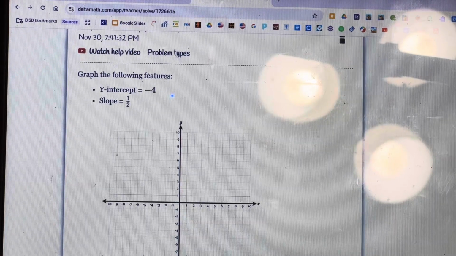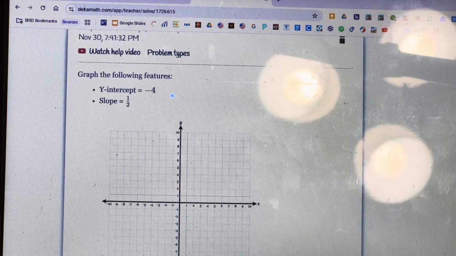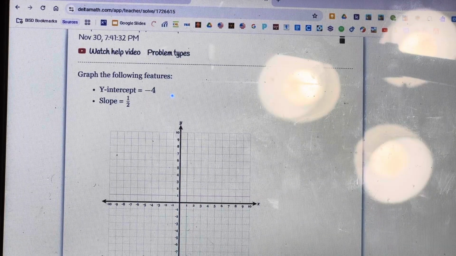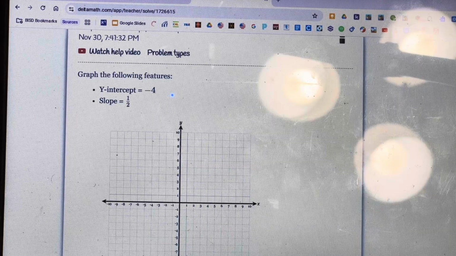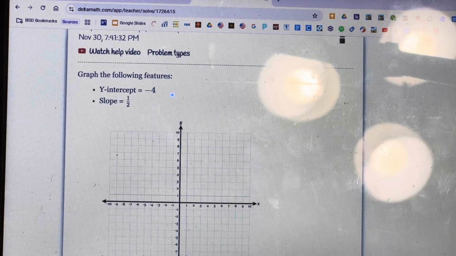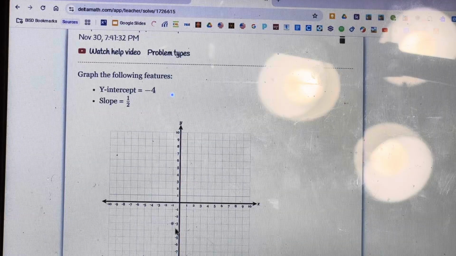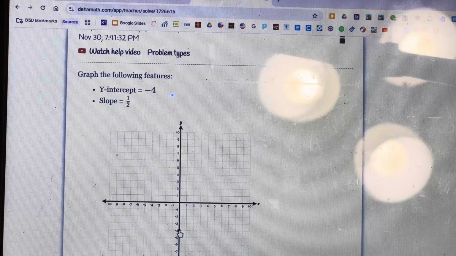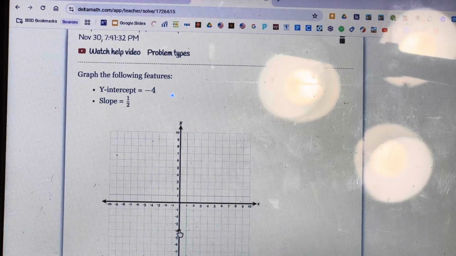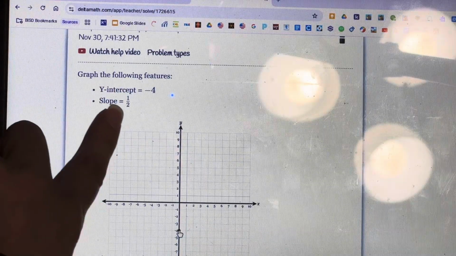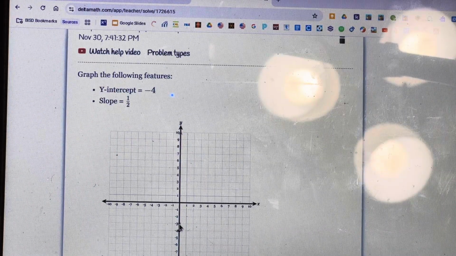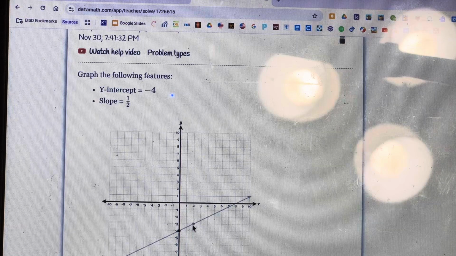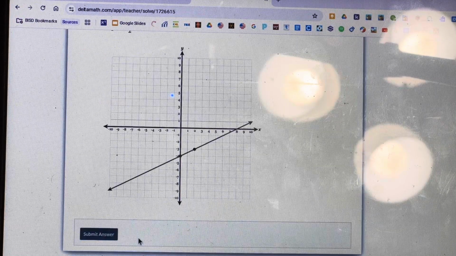All right, so I'm going to give you guys an example of each of the types of Delta Math questions you're going to be asked today. First, it is graphing from given values. In this case, our y-intercept is -4, so I'm going to put my first point at -4 on the y-axis. Then our slope is 1/2. That means since it's positive, I'm moving up. So I'm going to go up 1, forward 2, right? So rise 1, run 2. That would be my slope or my line.